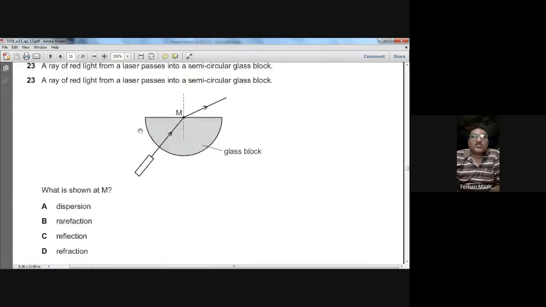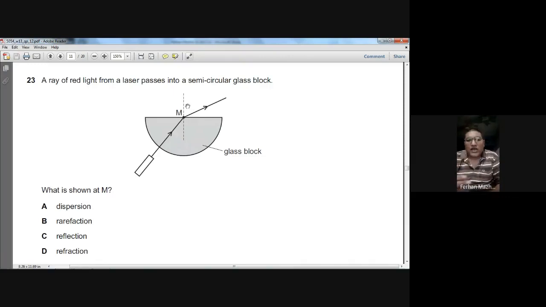Next question on your screen, dear students, is 23rd. A ray of light from a laser passes into a semicircular glass block. What is shown at M? You see, here the light is traveling inside the glass block, which is an optically dense medium. And here the light has emerged from the glass block and entered into air, which is an optically rare medium.